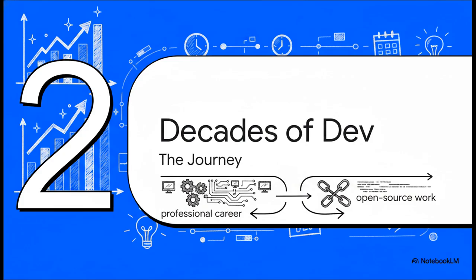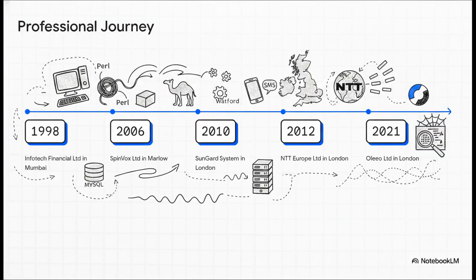The crucial thing to remember here is his open source work doesn't just happen in a vacuum. It runs perfectly parallel to a rigorous, decades-long professional career. His career evolution literally spans multiple continents and technological eras. He started back in 1998 in Mumbai, building web apps with Perl and MySQL. Then he moved to the UK, working in Marlow, Watford, and eventually establishing himself in London.